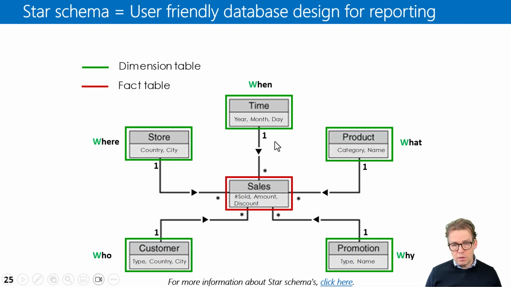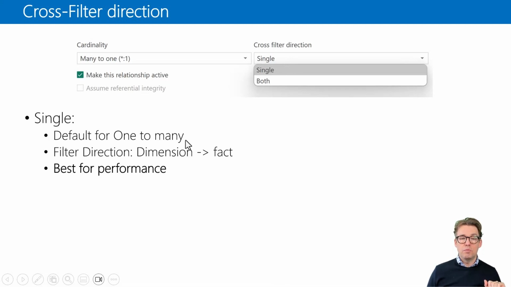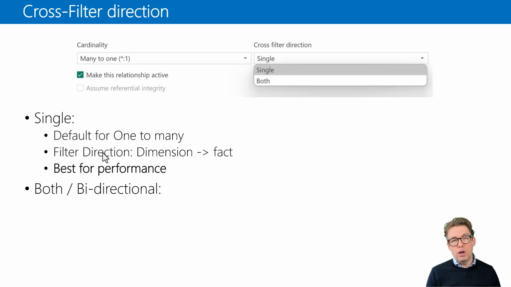So let's focus now a little bit on the relationship part and the filter direction. What's best for performance in there? Normally, if you have a one-to-many relationship, then you can choose the cross-filter direction, single or both. The best is always to set it to single. In a one-to-many relationship, the filter direction is then automatically from the dimension filtering the fact. That's what you want, and it's best for performance. No question about it. When would you set it to bidirectional or both?